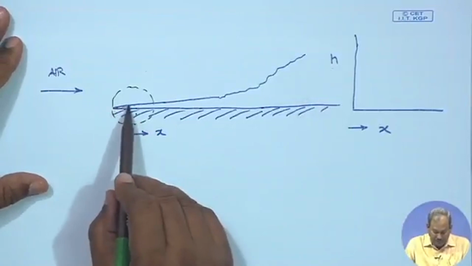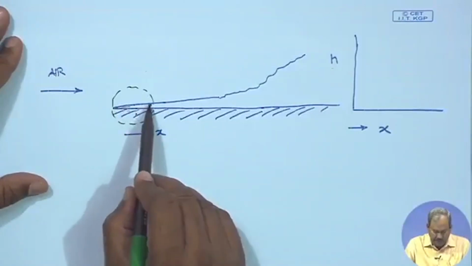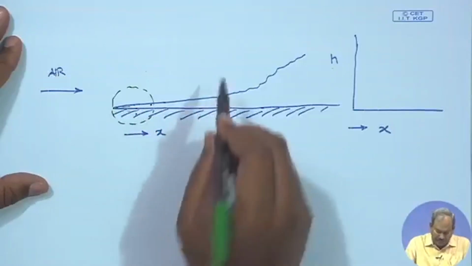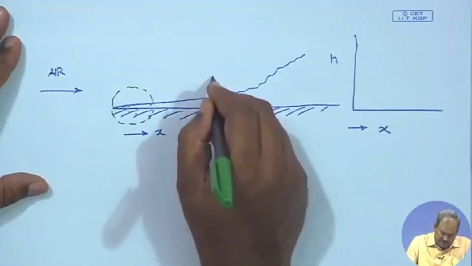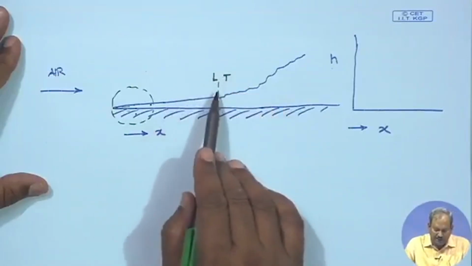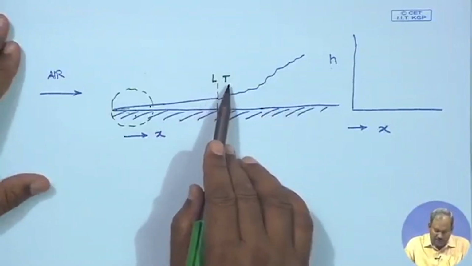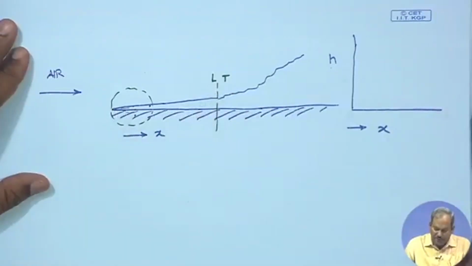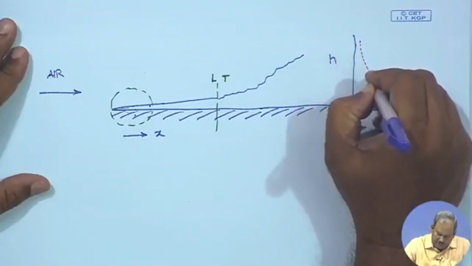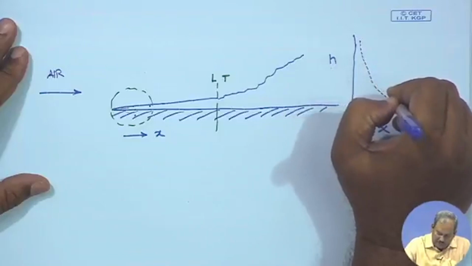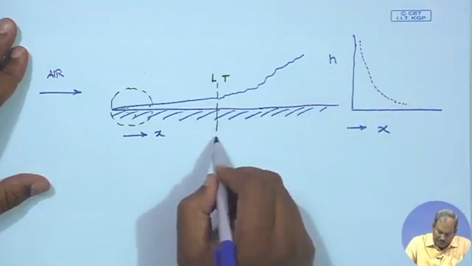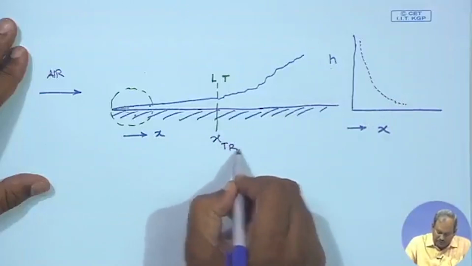So, resistance is going to be minimum at this point, and it is going to progressively increase as the thickness is increased up to the point of the laminar-turbulent junction. This is the junction between the laminar and the turbulent. So, this is how it would look. Your value of H would start at a high value and then keep on decreasing until we reach this point. I call this X transition.